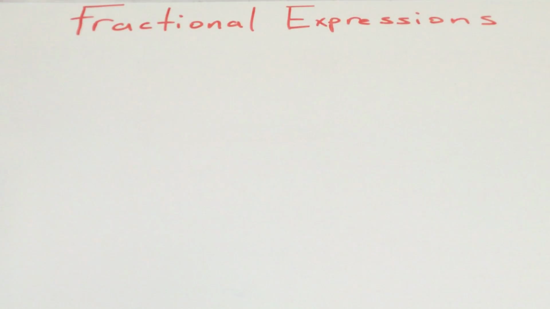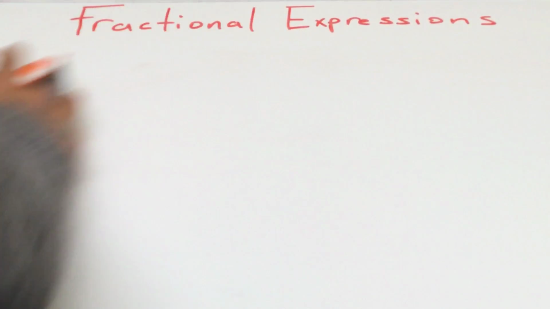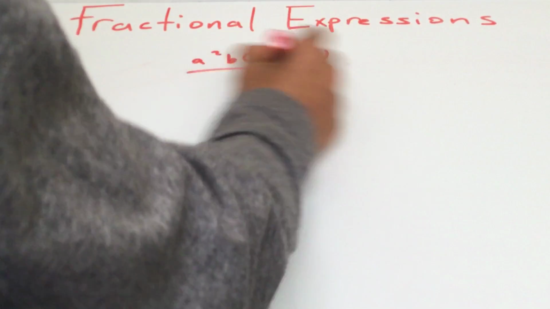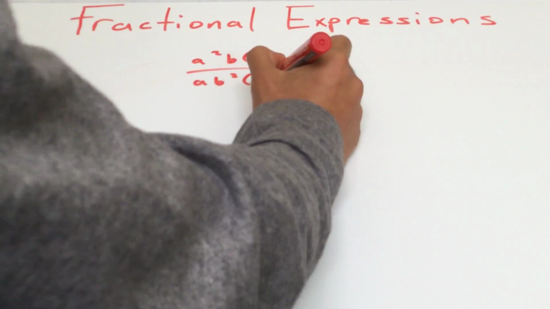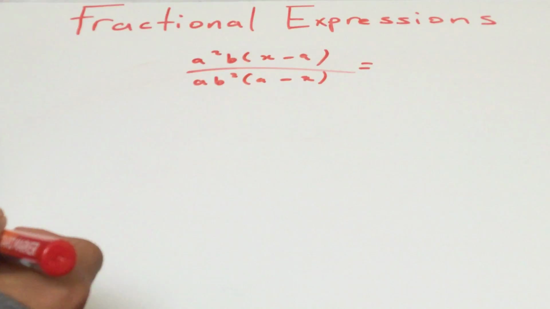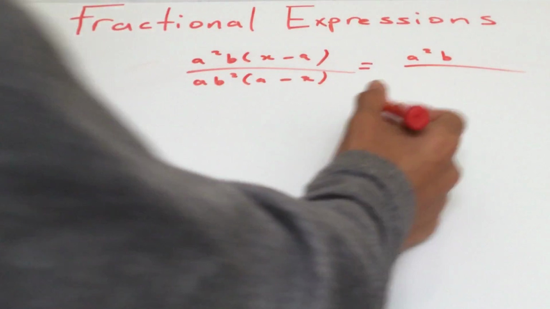Okay, now let's do a much more complex question. Okay, let's do a squared b, bracket x minus a, over ab squared, bracket a minus x. So how do we solve this? First of all, I'm just going to rewrite this because there's nothing really we can do to the numerator.